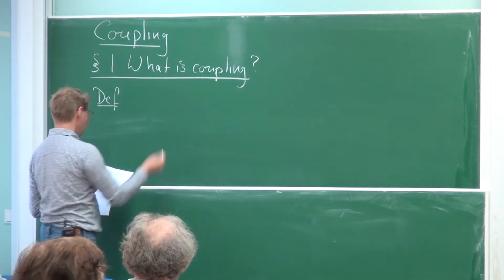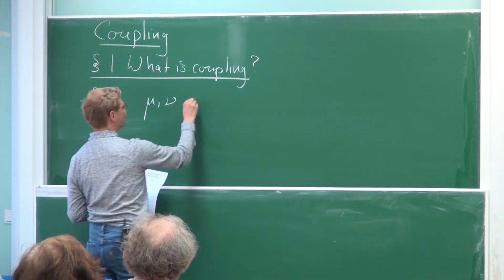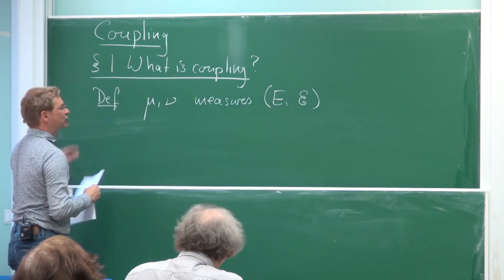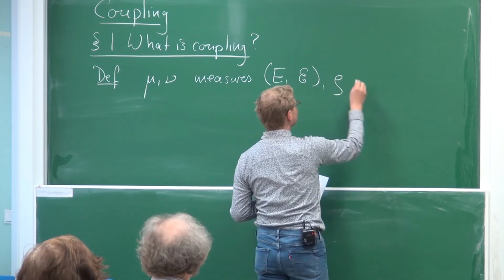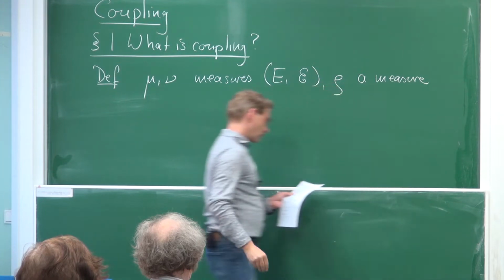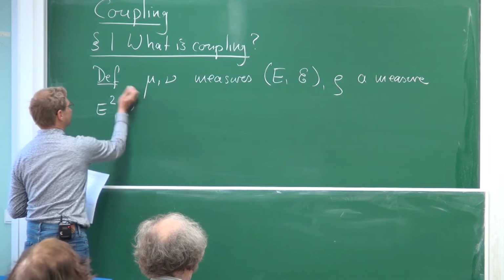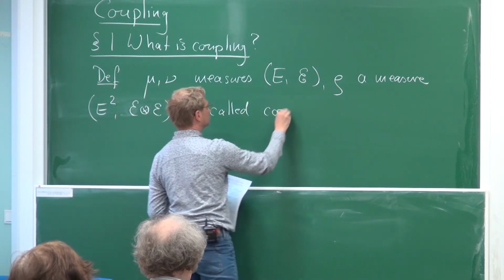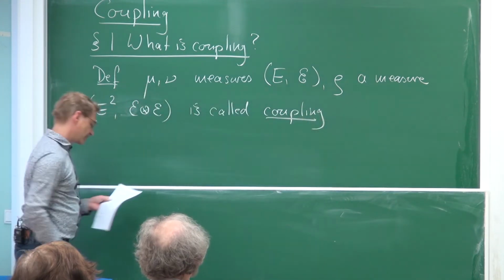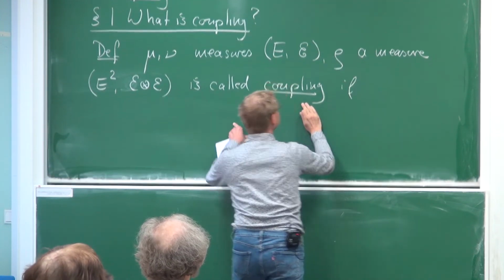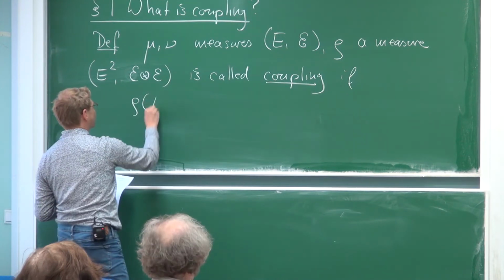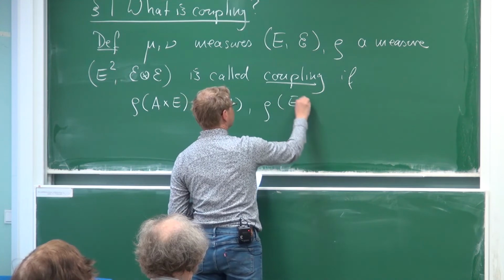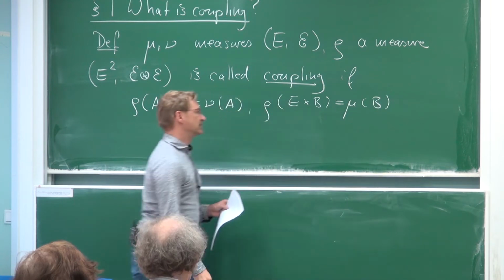which looks like this. Suppose you have two measures, maybe probability measures, but it could be measures, on an abstract measurable space, which is at first finite dimensional, and later on we can take it infinite dimensional. And then we take rho, a further measure, on the product. And this is called coupling, with mu and nu as marginals, if mu and nu appear as the coordinates, so let's say a times e on this box, this is nu of a, and on the other side we get mu of b, for all a and b measurable.